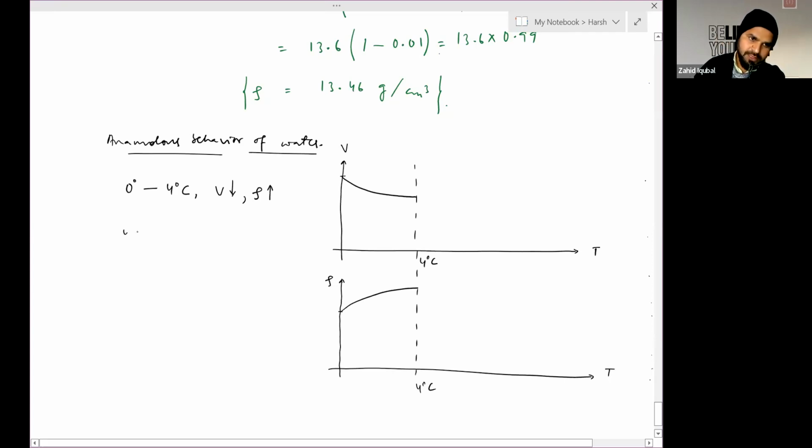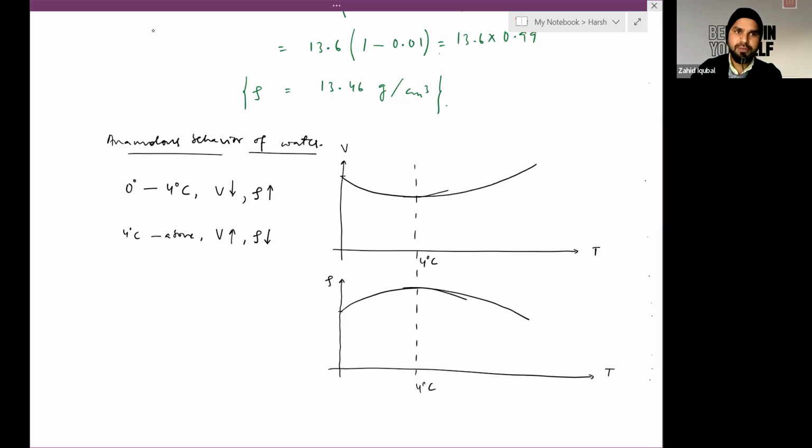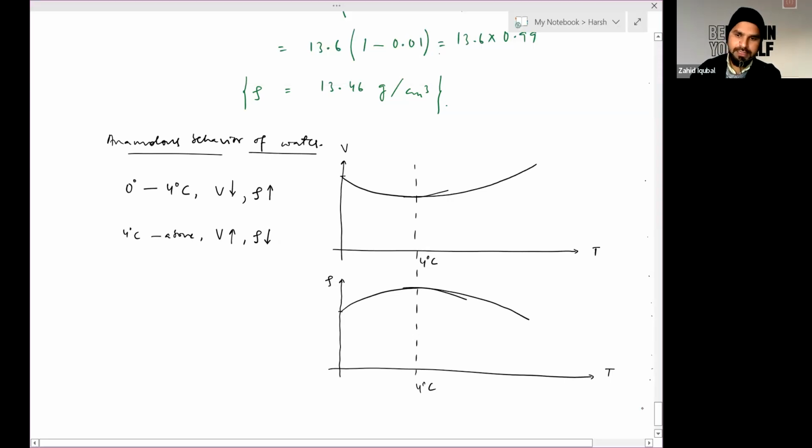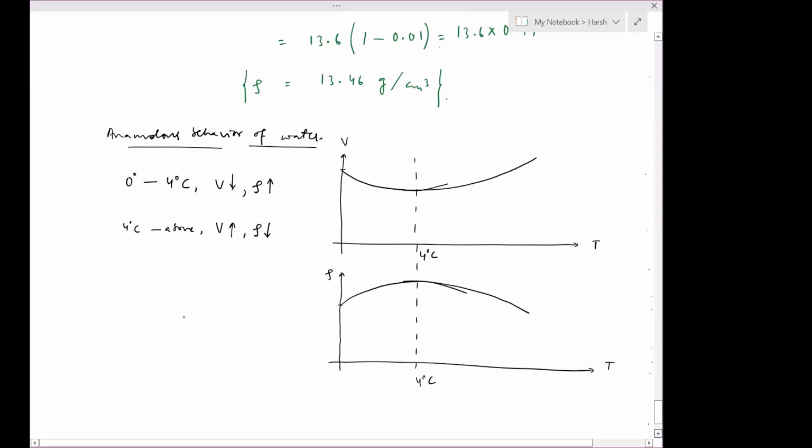Above 4 degrees Celsius, on increasing temperature, volume will increase and consequently density will decrease. So it will act like a normal body above this particular temperature. Only within the range of 0 to 4 degrees Celsius does it behave differently compared to the rest of the bodies. That's why it's anomalous behavior. Is it clear? Yes, sir.